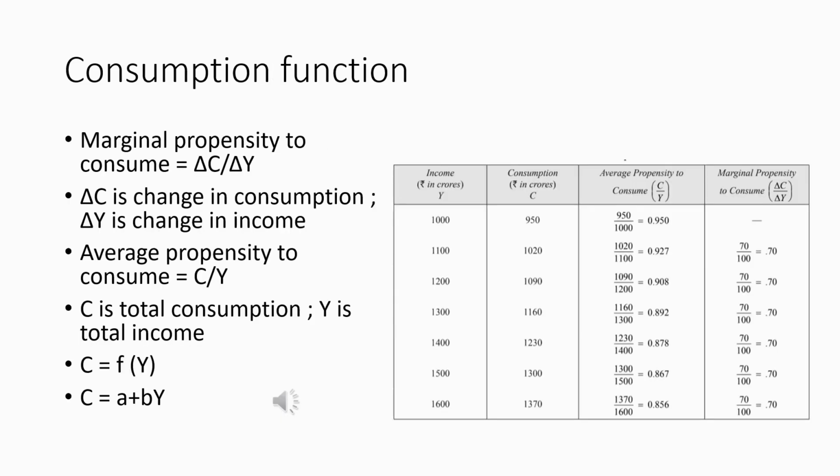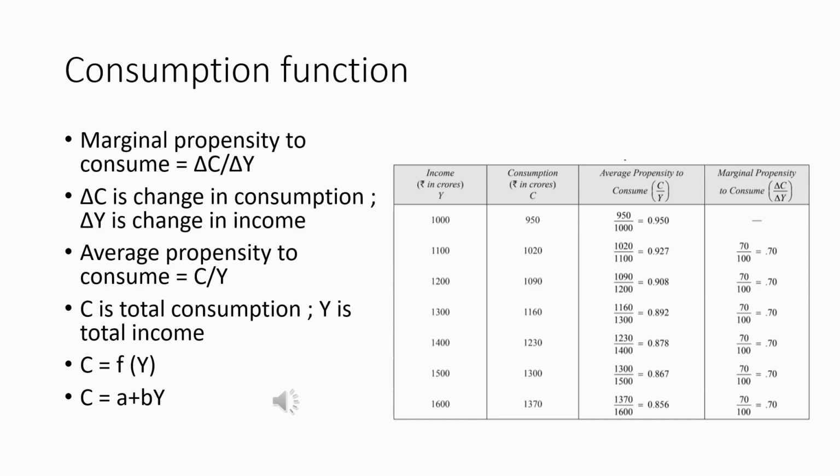In the Keynesian consumption function given in the table, while marginal propensity to consume, that is ΔC divided by ΔY, remains constant at 0.70, average propensity to consume, that is C upon Y, is falling with the increase in income. It should be noted that Keynesian consumption function given in the table is linear as marginal propensity to consume, which measures the slope, that is ΔC upon ΔY, of the consumption function curve is constant.